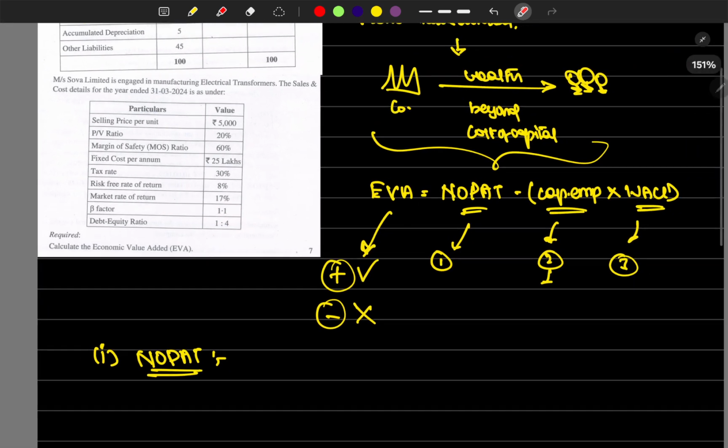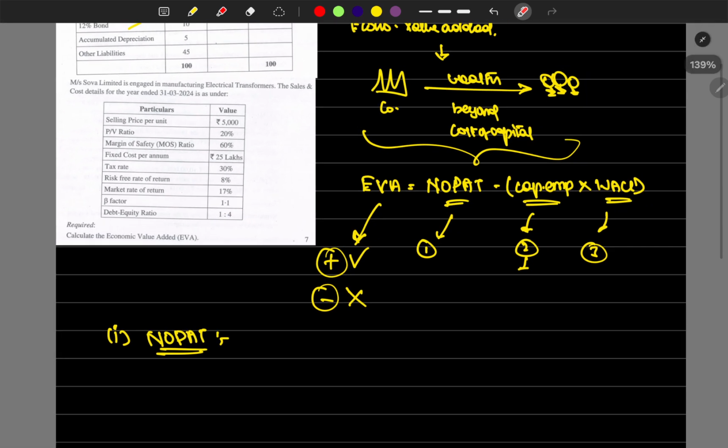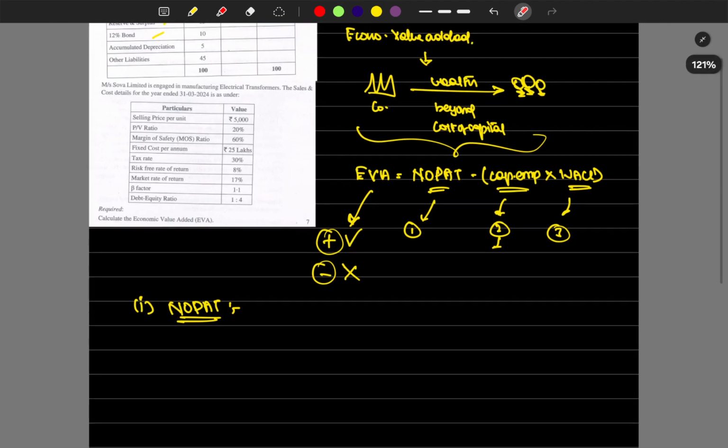So we got all the values, but we don't have the direct values. So how can we compute that? First, we know the BEP formula.